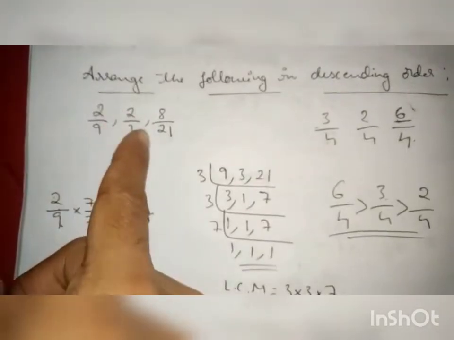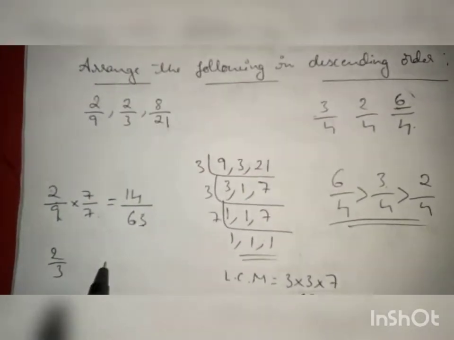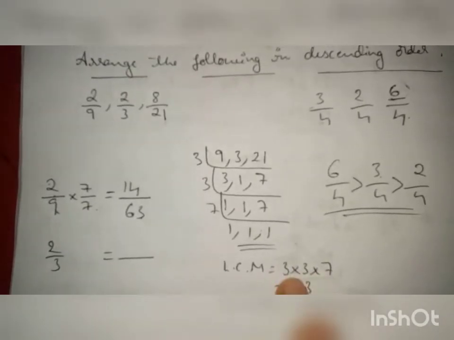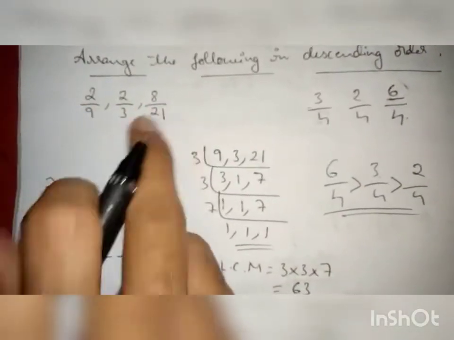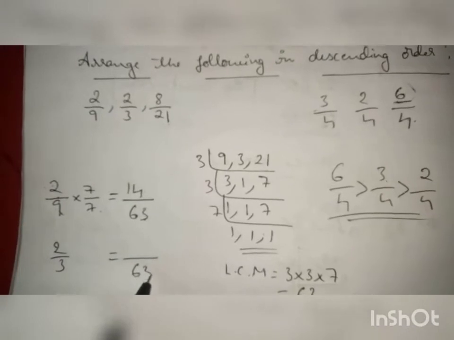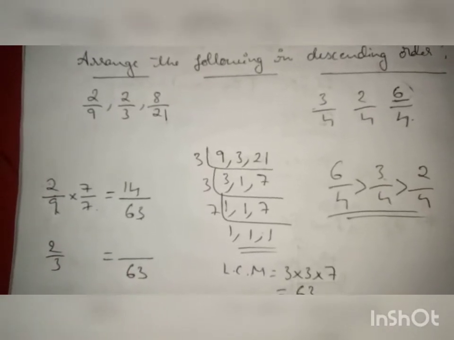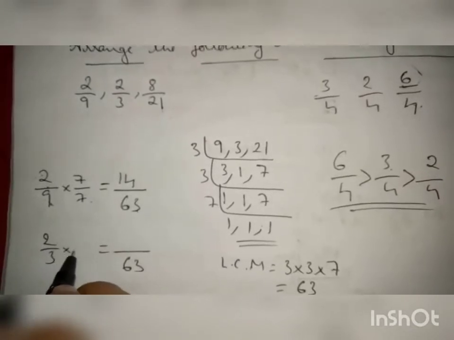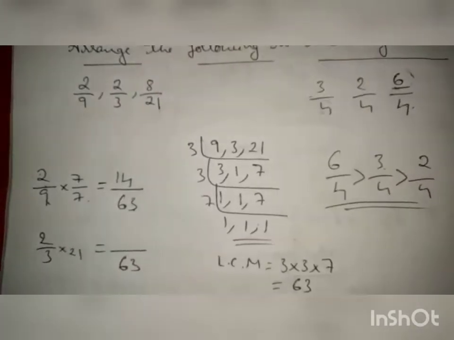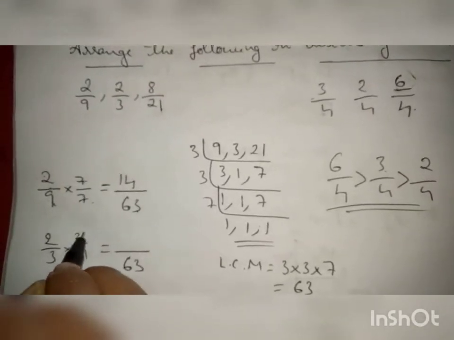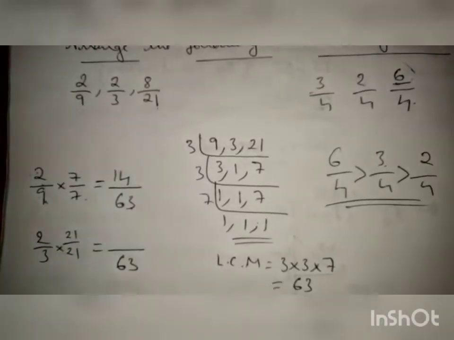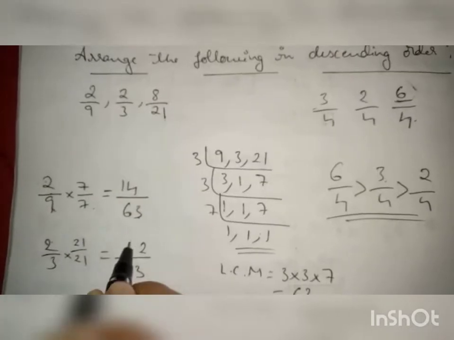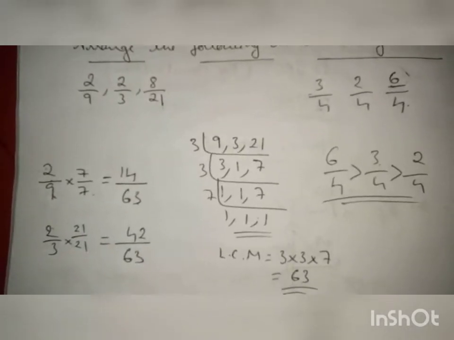In the same way, take the second fraction, 2 by 3. Here the LCM we have got is 63, so all the fractions' denominators become 63 itself. 3 times how much is 63? 3 21s are 63, right? So multiply the numerator also by 21, that is 2 into 21. 2 1s are 2, 2 2s are 4. So it became 42 by 63.